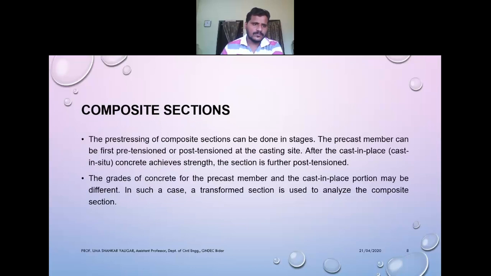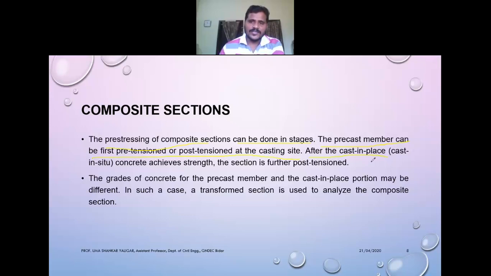Now, the pre-stressing of composite sections can be done in stages. Whenever we are using these types of composite sections, for pre-stressing, see here, the pre-stressing of composite sections can be done in stages, because the precast member can be first pre-tensioned or post-tensioned at the casting site. Afterwards, this member is taken to the site where you want to place it. After placing this member, which is pre-tensioned or post-tensioned, then we will construct the top flange.